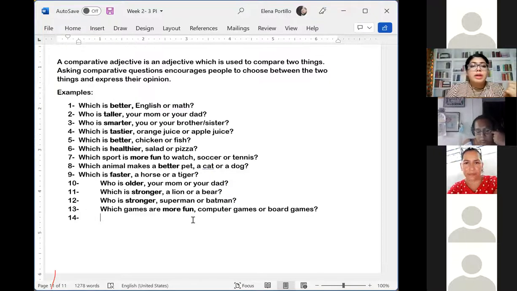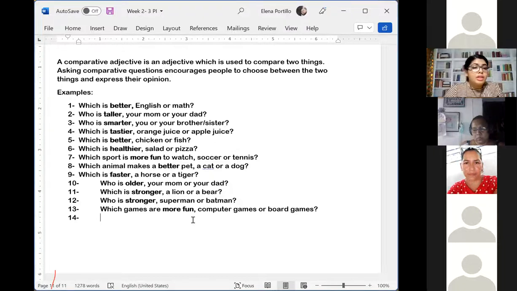So in the first one, which is better, English or math? I can choose and I say, for me, it's English. Why? Because it is more fun. In the second one, who is taller, your mom or your dad? Oh, it's my dad because he is, and we can say how much our dad is taller than our mother. Then, who is smarter, you and your brother or sister? In this case, it is a kind of controversial question because we are going to say, oh, I am the smarter. She is not or he is not. But that's another kind of question because we can give whatever answer we want.